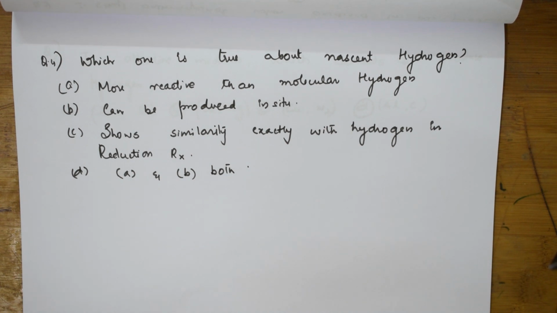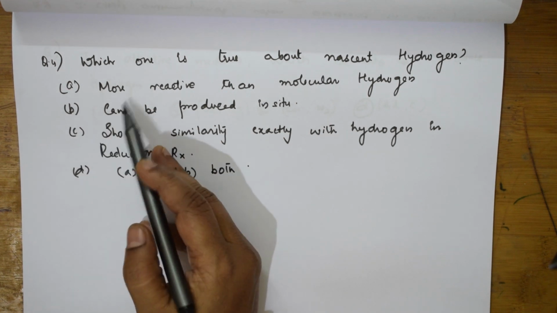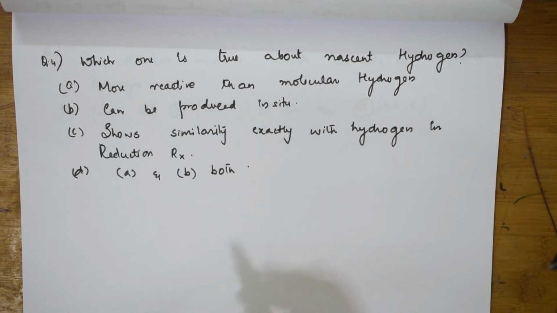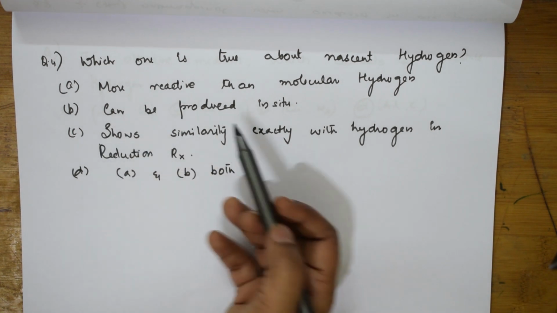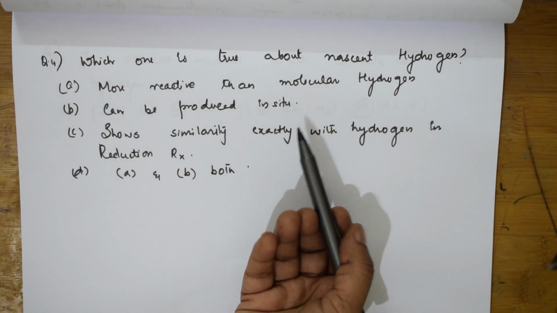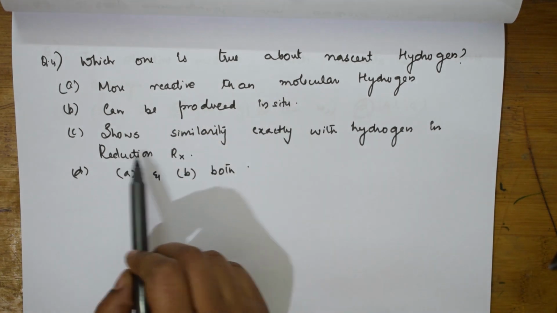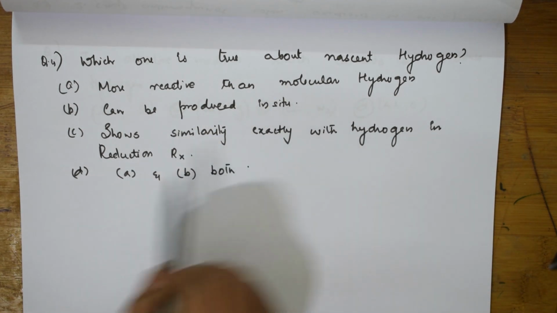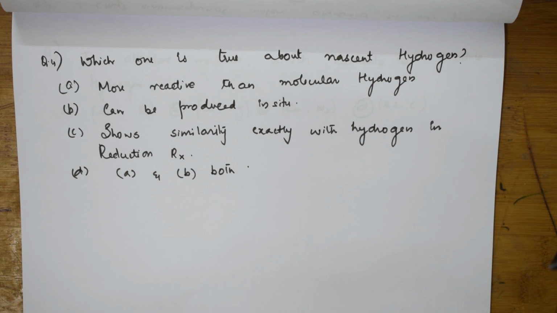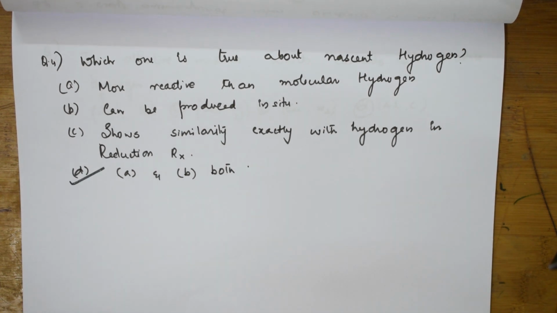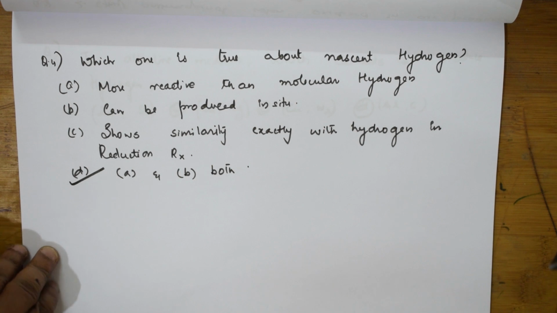If I have to speak, option A, nascent hydrogen, we very well know it is more reactive than molecular hydrogen. Correct? The second one, it can be produced in situ. That is a known fact. That is also fine. This is also correct. A and B are correct. Shows similarity exactly with hydrogen in reduction reaction: wrong, isn't it? It doesn't show similarity with hydrogen. So the option is the first option, A and B. Both are correct. This is how you are going to reason it. Now let us see one more question.